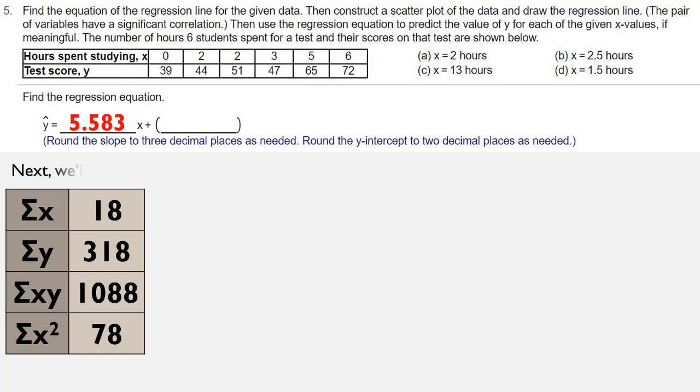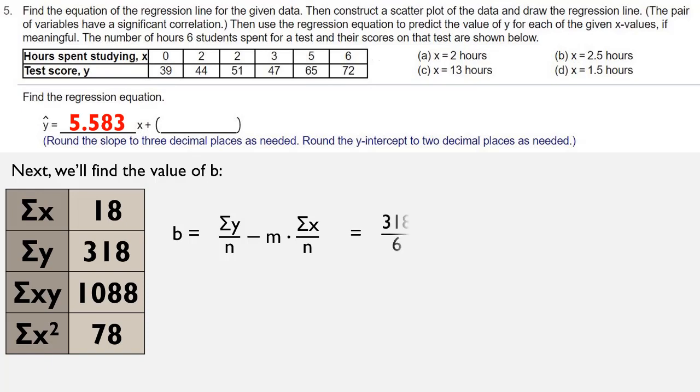So now we're going to try to find b. The formula for b is that it's the sum of the y's divided by n minus m times the sum of the x's divided by n. So the m is the value we just found in that first process we were doing. And we begin inserting these other numbers. So that's going to be 318 divided by 6 minus 67 twelfths times 18 over 6.